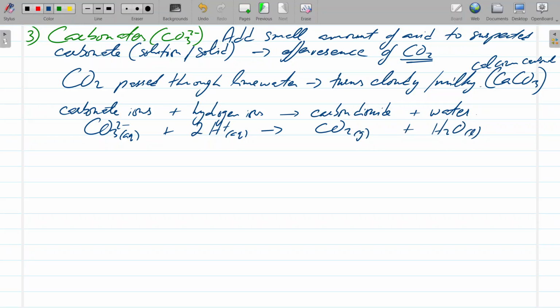Any questions? CO3 was aqueous, but CO2 was gas. CO2 is a gas, yes. Okay. Right? And so basically what's happening over here is reduction.